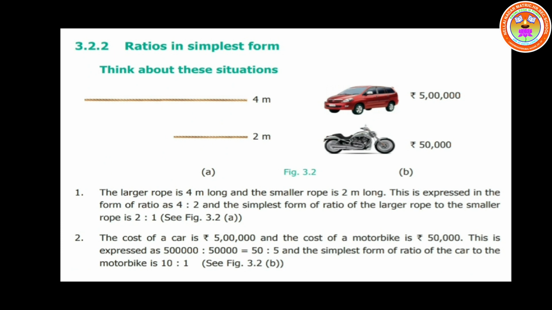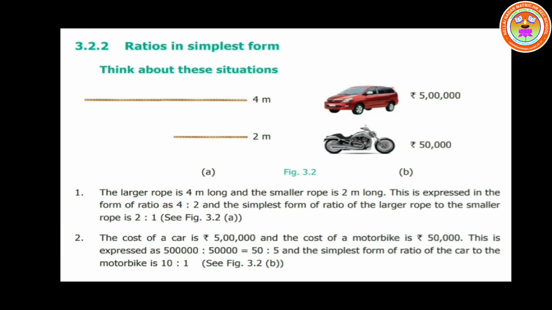How did you get 2:1, children? Can you guess? Yes, of course. 4:2, both the numbers can be divided by 2 table. So 4 is to 2, you can write it as 4 divided by 2 also. You can cancel it. So you will be getting 2 by 1. That is nothing but 2 is to 1.